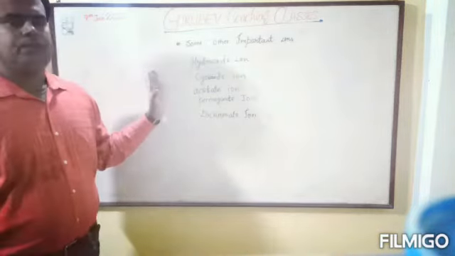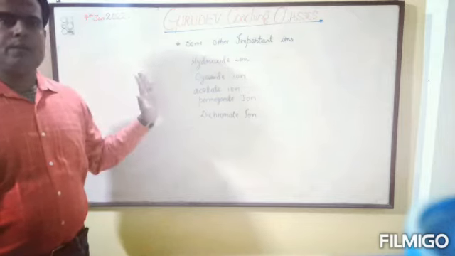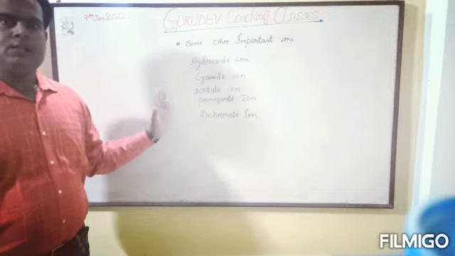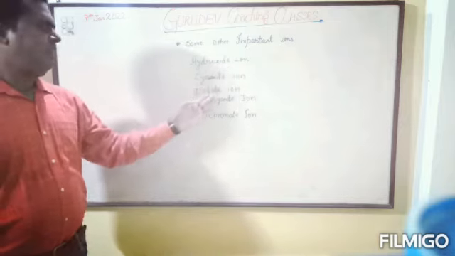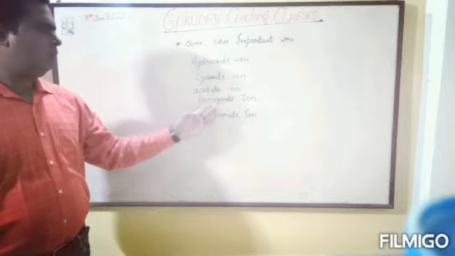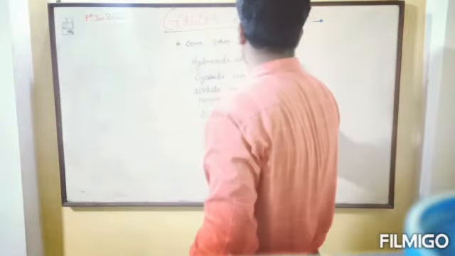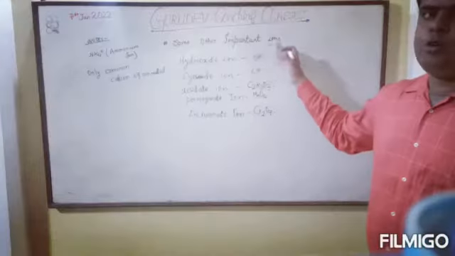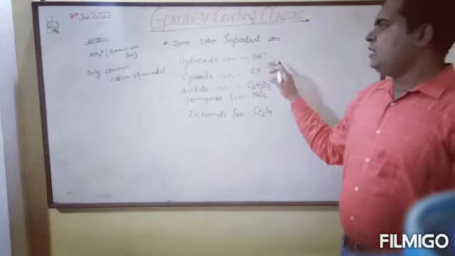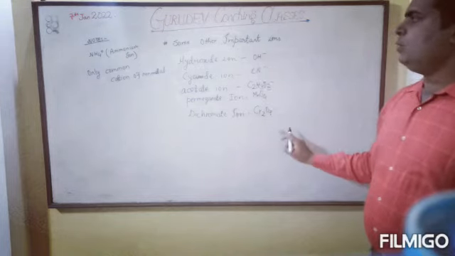So children, while solving numerical problems, you will also see some other important ions. You have to work with them: hydroxide ion, cyanide ion, acetate ion, permanganate ion, and dichromate ion. Hydroxide ion, OH minus, cyanide ion. Just have a look at the whiteboard. We have hydroxide ion, cyanide ion, acetate ion, permanganate ion, dichromate ion with their formulas.